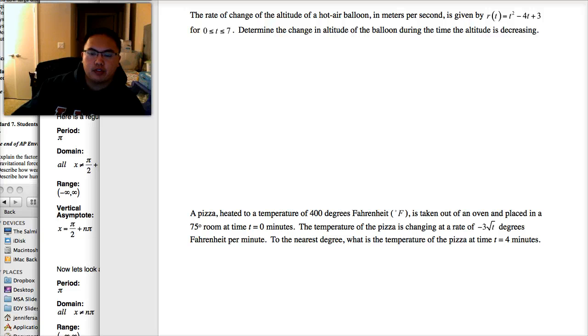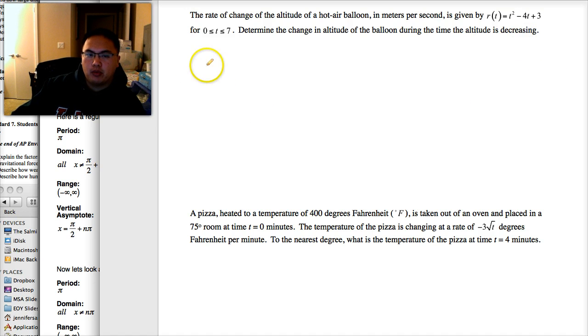This one's a little bit more difficult. So some of you say like this is easy. Does it get more difficult? Obvious answer is yes. So this question says the rate of change of the altitude of a hot air balloon. So you got a hot air balloon and it's in the air, and its altitude or its height is changing at r of t equals t squared minus 4t plus 3 from 0 to 7. Determine the change in altitude of the balloon during the time the altitude is decreasing.